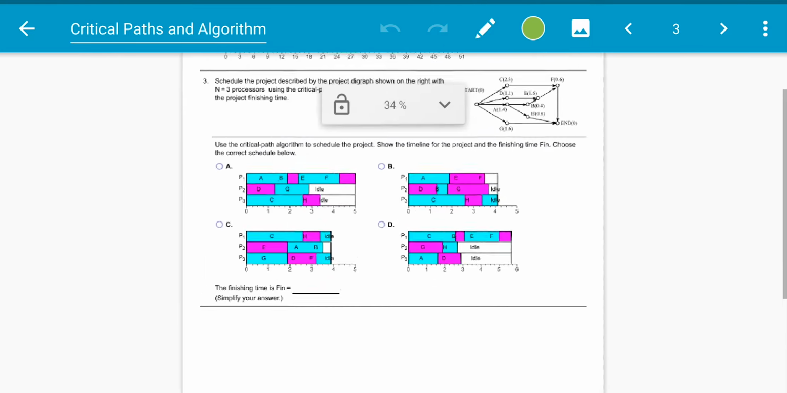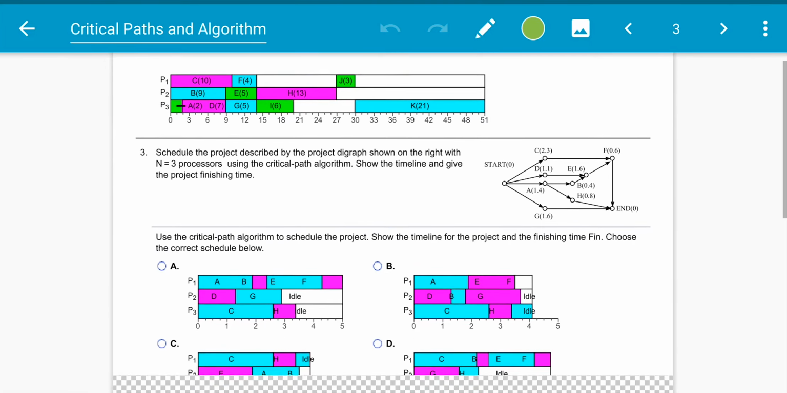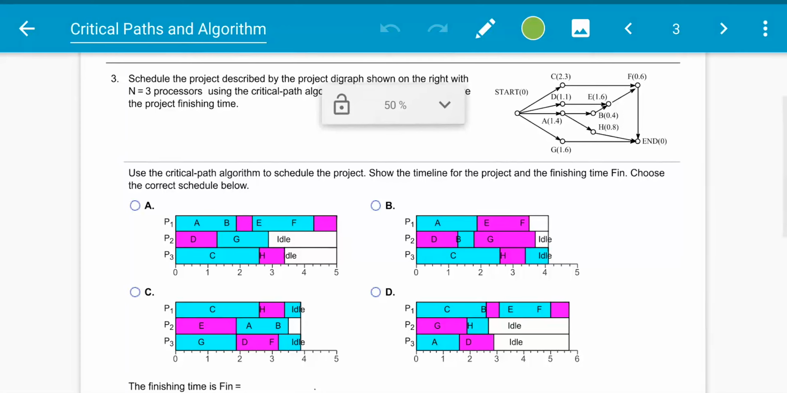Now let's move on to one more example. These are tricky examples, but when you start doing them a couple times, they start working out. They all work the same way. So we're going to schedule the project using the critical path algorithm again. So it looks a little bit different.